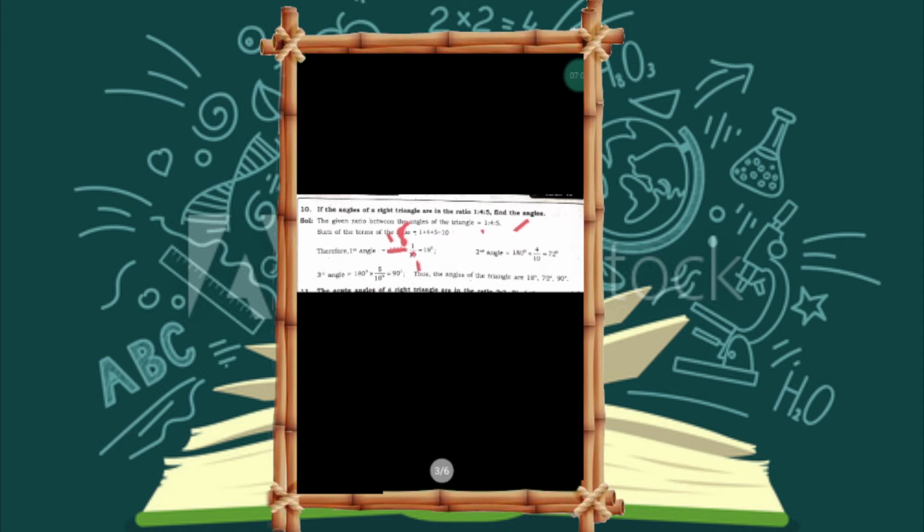Now, the second angle. 180 into what is the second ratio? 4. 4 by 10. 10 ones are 10, 18s are 18. 18 fours are 72. Again, the third angle. What is the ratio of the third angle? 5. 5 by 10 into 180. That value is equal to 90 degrees children. What are the three angles of the triangle? 18 degrees, 72 degrees and 90 degrees. Understood children? These are the three angles of a triangle.